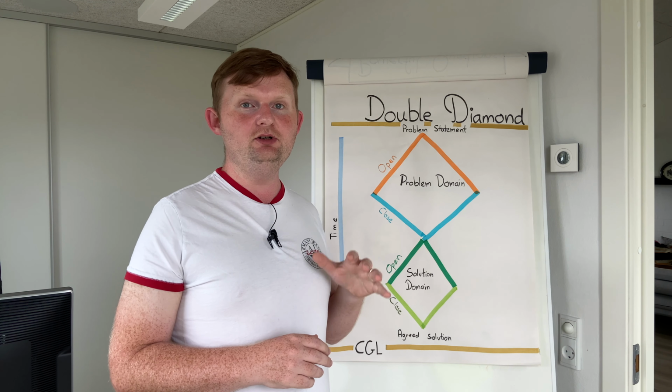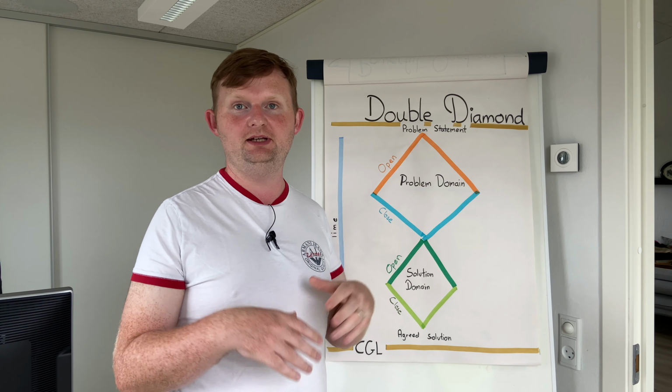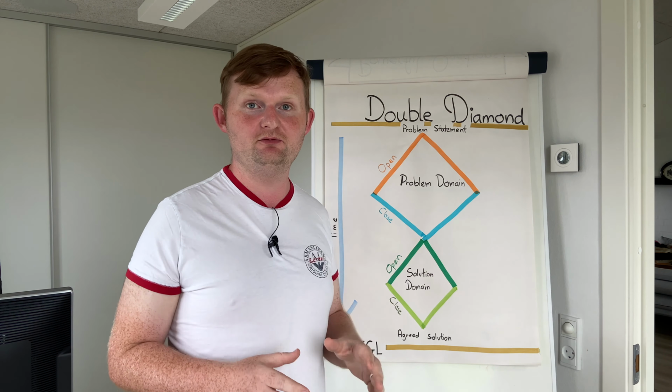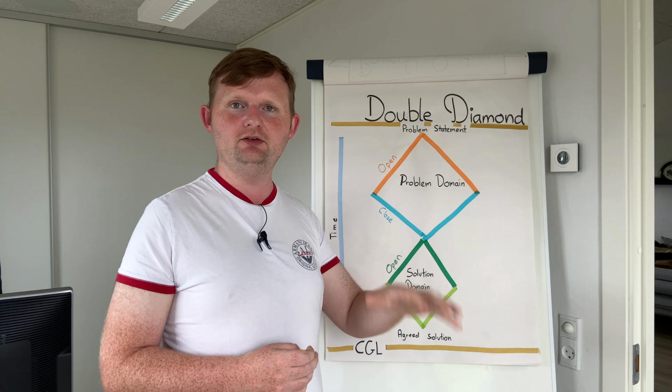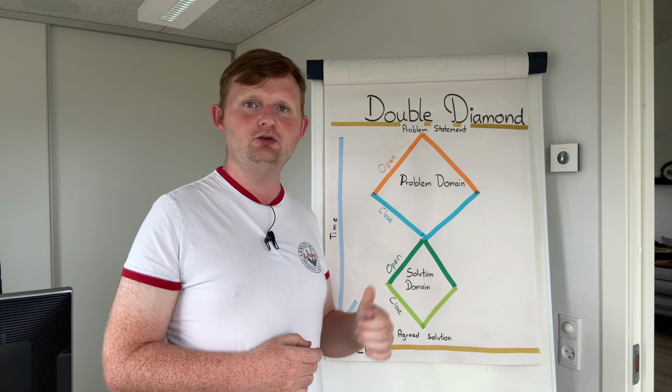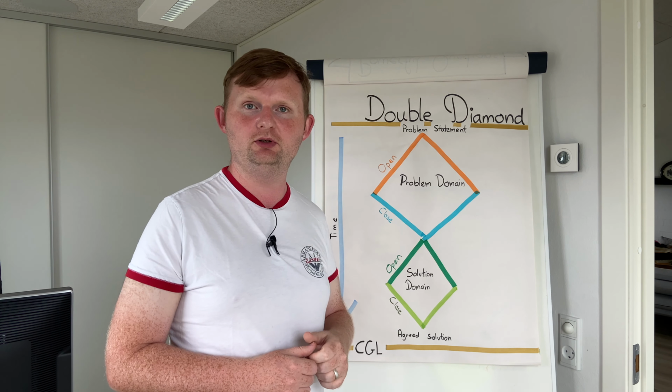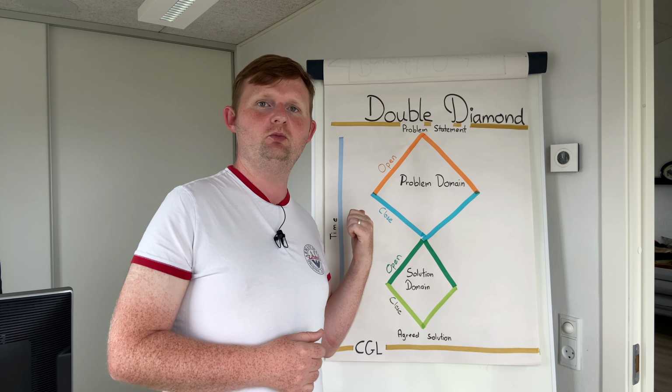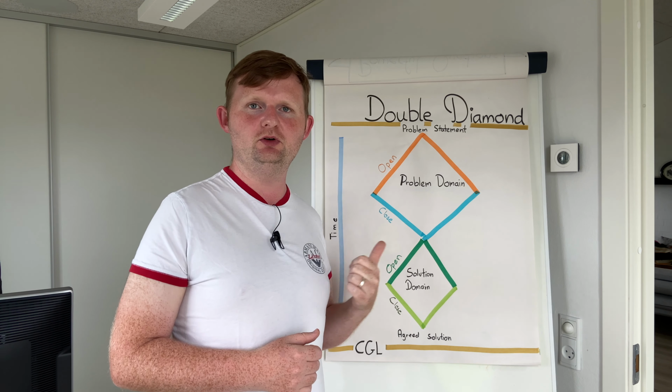And I only learned the name of this model not that long time ago, to be honest, but I have been working like this because we also have the Derby-Larsen model for retrospectives, right? And you can easily map it to this double diamond model. But this is, in more general terms, how can we do a workshop?